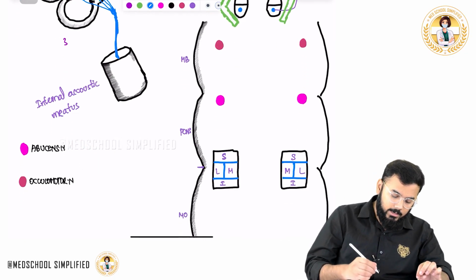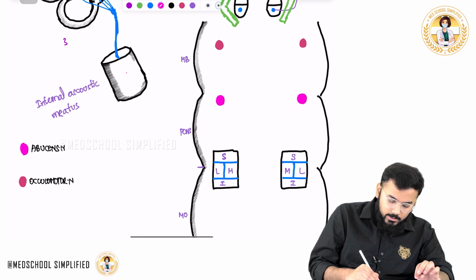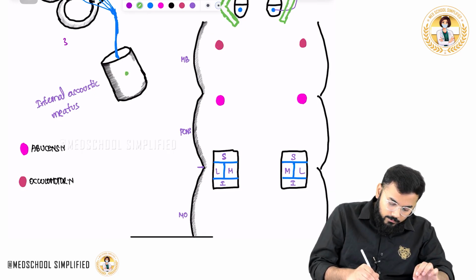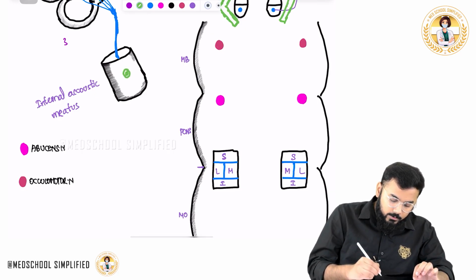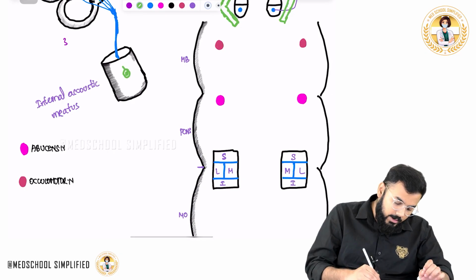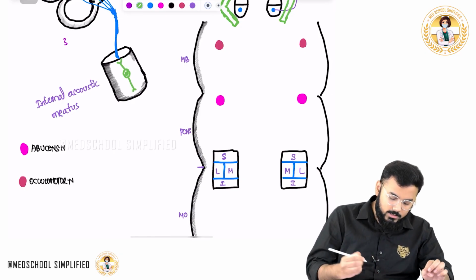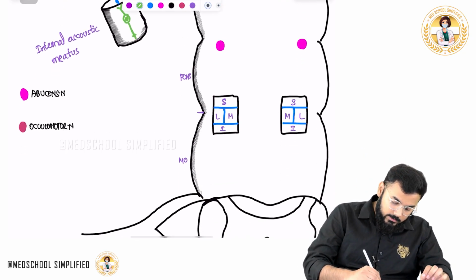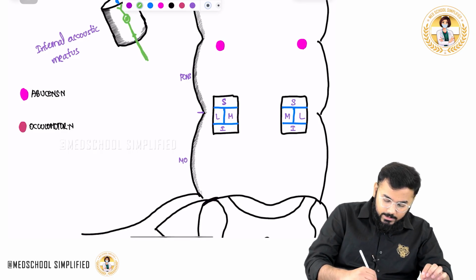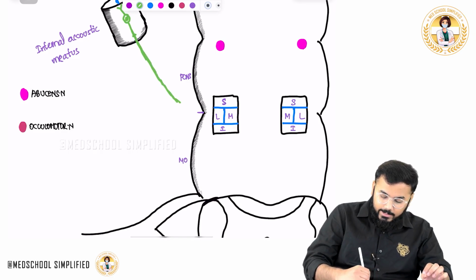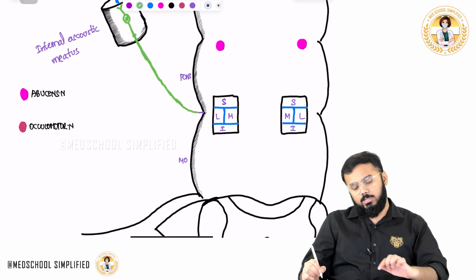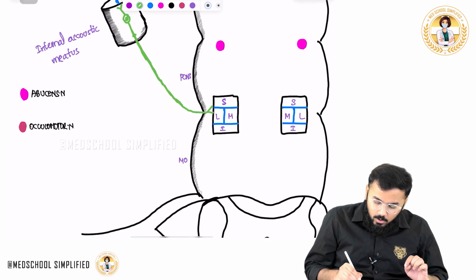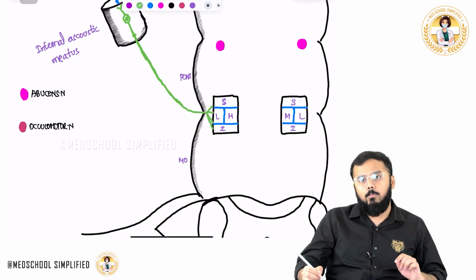And once they enter into the internal acoustic meatus, within the internal acoustic meatus you have a neuron. Okay, let me use green. Okay, you have a neuron like this. Now this neuron has two processes. One is called a central process and the other is called a peripheral process. Now what is happening is that this central process is coming all the way and going towards the pontomedullary junction. The junction between pons and medulla oblongata is the pontomedullary junction, and this will relay on your vestibular complex.